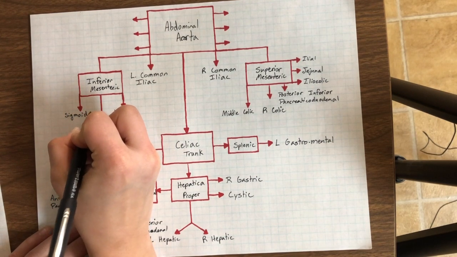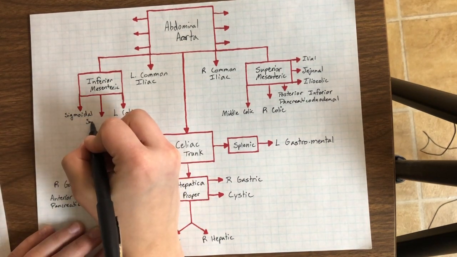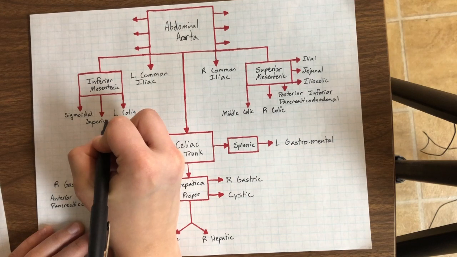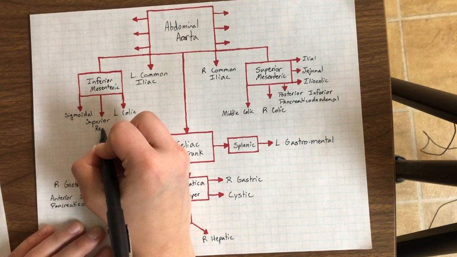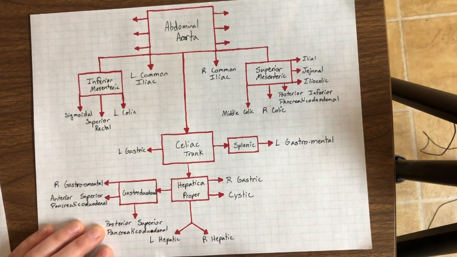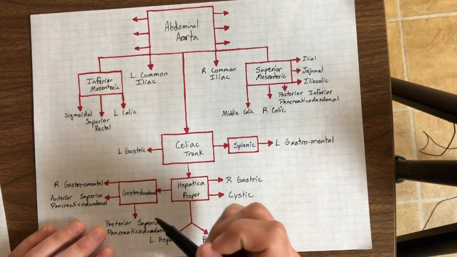So sigmoidal. And the last, we're going to have the superior rectal artery, which, as the name suggests, is going to supply the superior aspect of the rectum. And that's it for the inferior mesenteric artery. And then we just got 6 more branches coming off of the abdominal aorta itself.